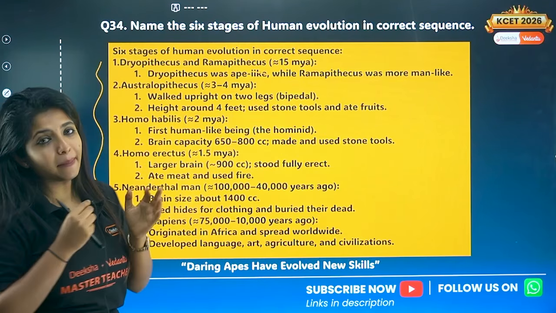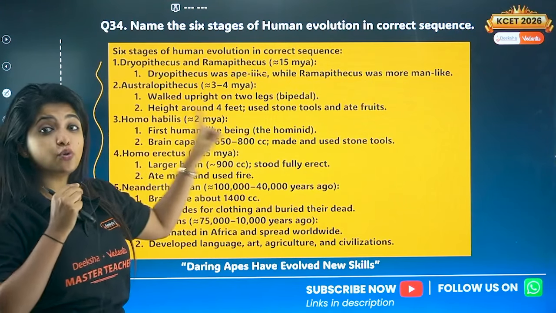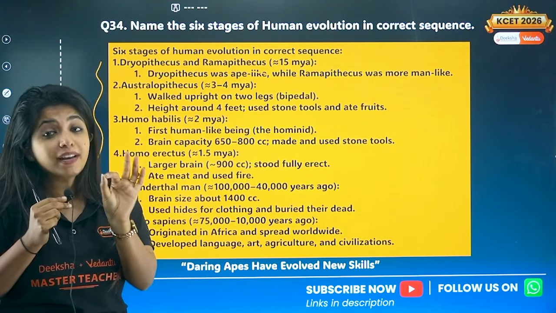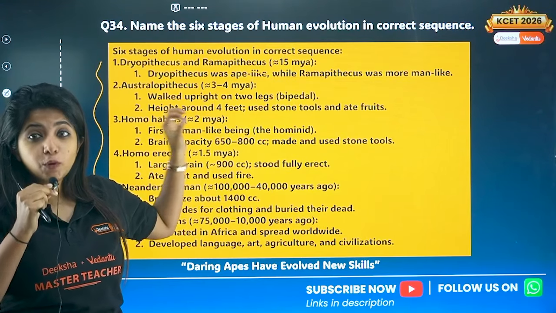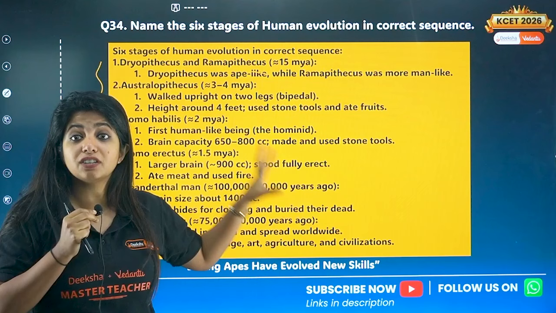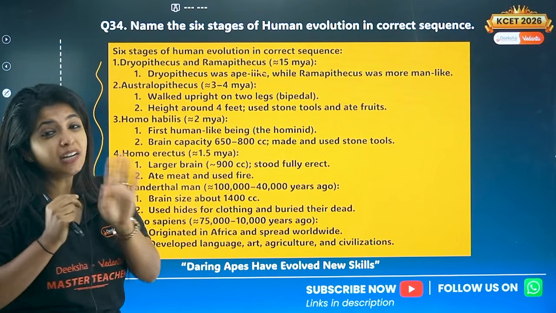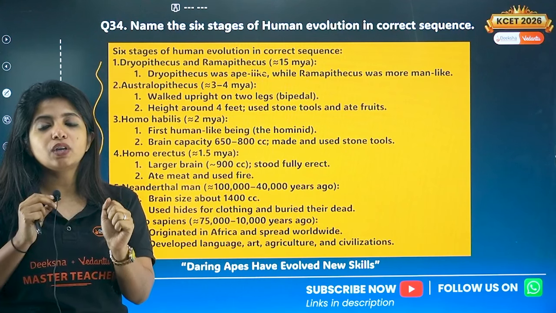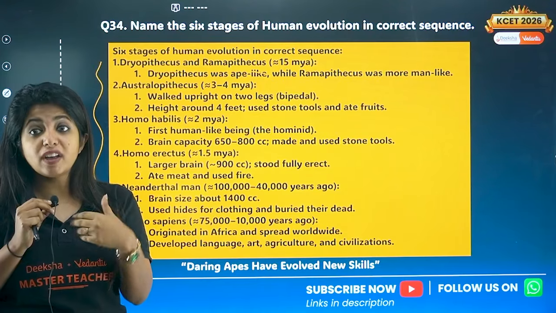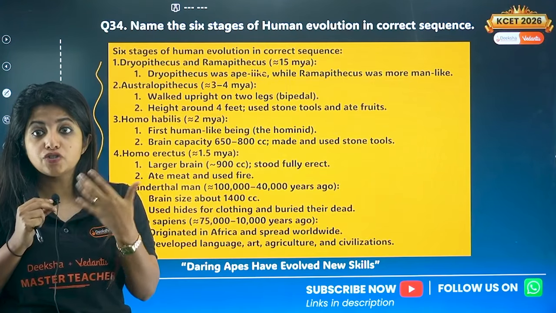Now come Homo habilis, the first Habibi in the town. 2 million years ago, the first human-like hominid came, and their brain capacity was 650 to 800 cc. Cranial capacity was 650 to 800 cc. Again, as I said, they didn't touch meat. They relied on fruits and vegetables. And they used tools, my dear children, stone tools.